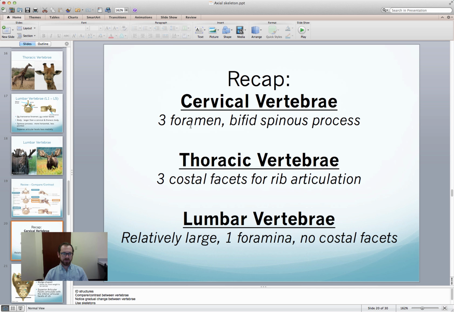And just to recap the things that you're looking for on each of these vertebrae, when you pick up a vertebrae, ask yourself how many foramen does it have? If it's got 3, it's a cervical vertebrae, and if it's got a bifid spinous process, you know it's cervical vertebrae. For thoracic, you should ask yourself, does it have costal facets? If you see 3 costal facets, you know this is all about rib articulation, and this is thoracic vertebrae. And then for lumbar, it's a relatively larger body. It's only got 1 foramina and no costal facets.